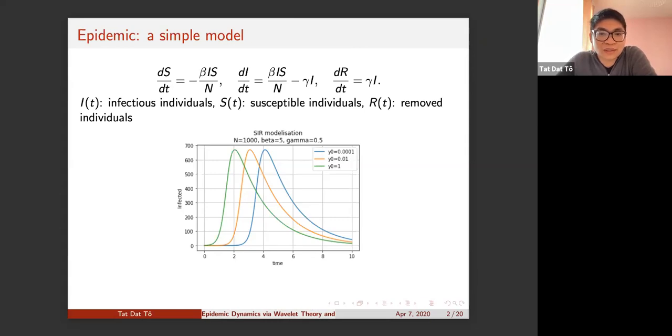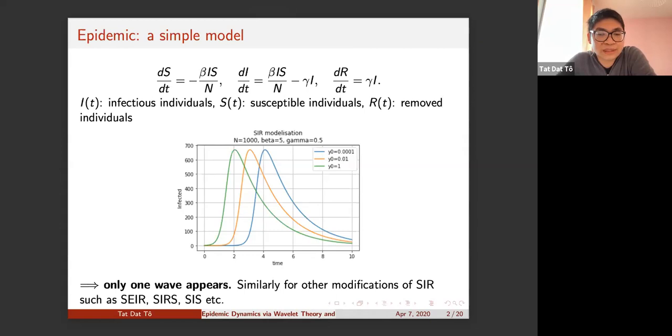Why do I show this kind of model? Because in the graph, there is only one wave. I mean, a wave is one that goes up and goes down. Similarly, for other modifications of the SIR model, the curve of infected individuals always goes up and goes down, but only one wave. That situation is very classical and appears for some diseases which are well controlled within a short time, maybe several months or one year, after good measures or vaccination.